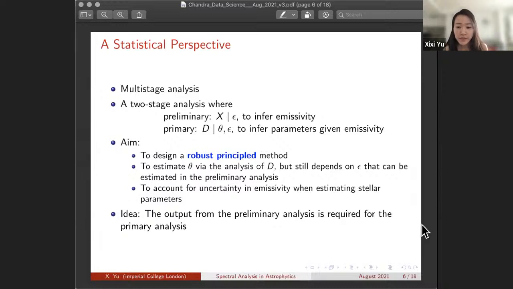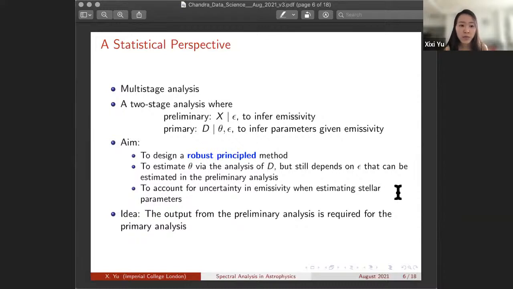In the first stage, the atomic data epsilon is estimated from the information in the analysis of the first data set. We denote it X here. But this data set X may be unavailable in the following stage. So in the following stage, we call it the primary stage, we estimate the plasma parameters and also the emissivities given the new data set, which is typically the observed photon counts, for example.